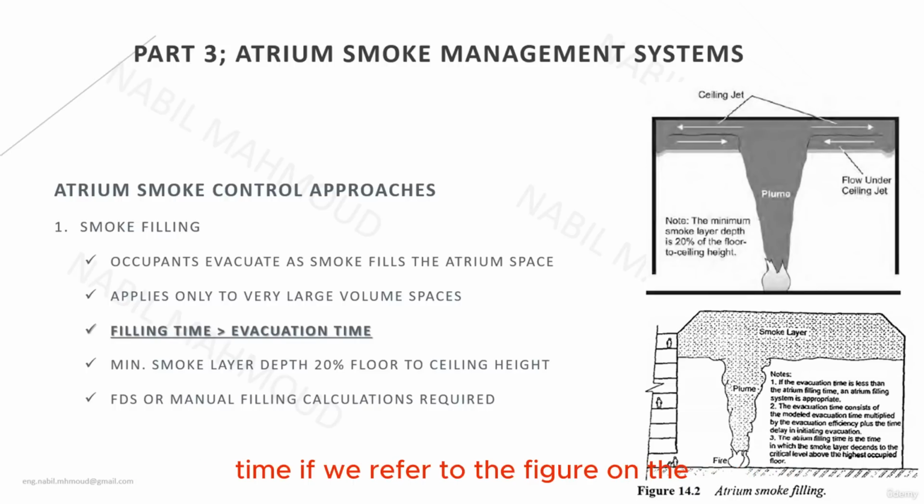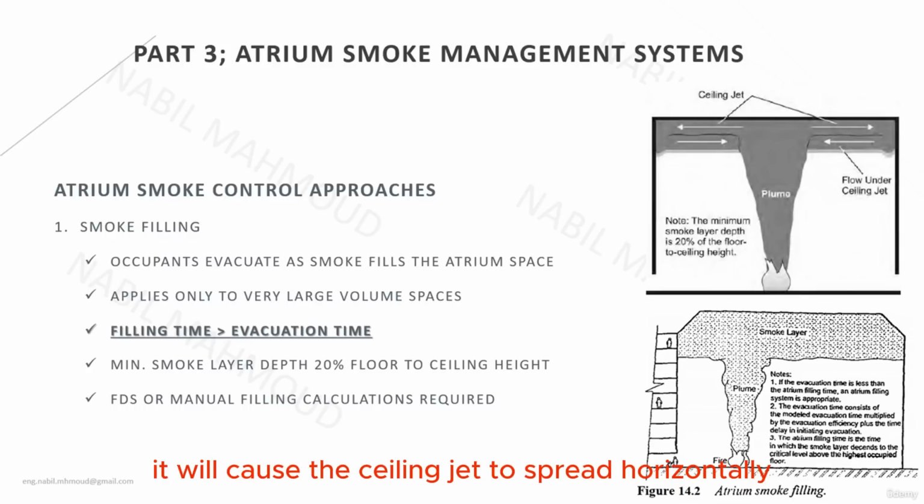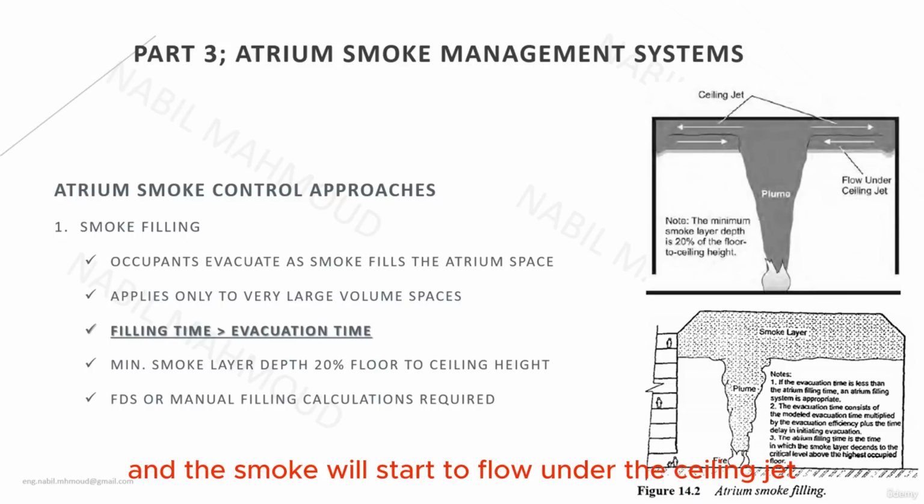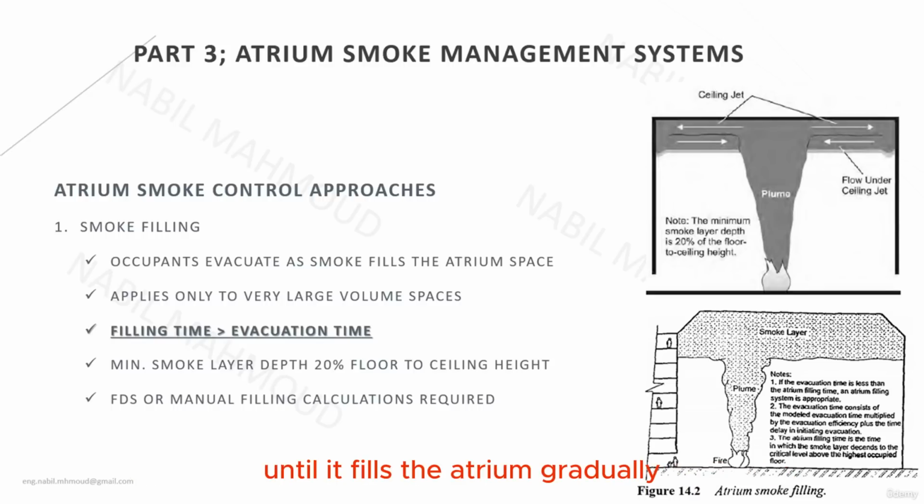If we refer to the figure on the top right side of the screen, which is quoted from ASHRAE, we can see that the plume rising from the fire, once it reaches the ceiling, will cause the ceiling jet to spread horizontally, and it will spread until it hits the wall, and then it will start to drop down and cause circulations, and it will start to fill the smoke, and the smoke will start to flow under the ceiling jet until it fills the atrium gradually.